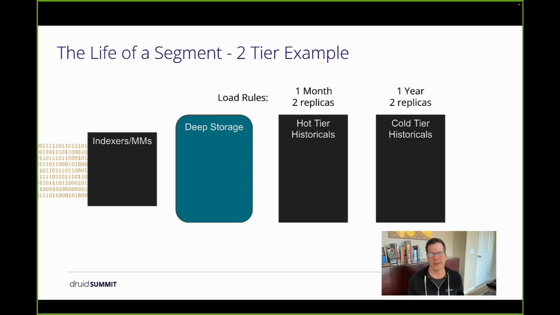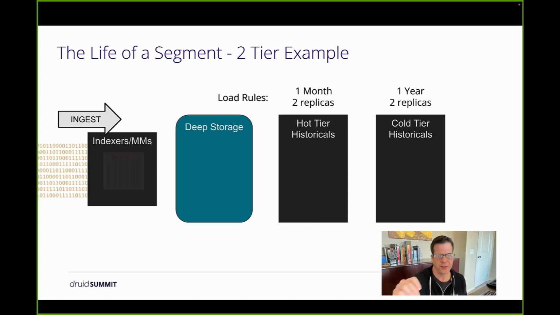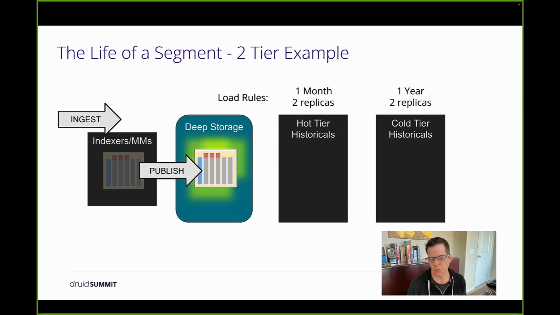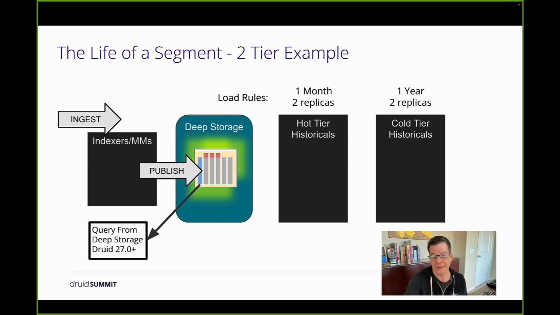So let's take a look at, based on that example, what would happen to the segments. A new segment is ingested and produced in the indexers, and when it's finalized, it's published to deep storage. That gives us our golden copy of the segment, and the coordinator kicks in and sees the new segment. At this point, that segment is queryable directly from deep storage if you have Druid 27 or newer.